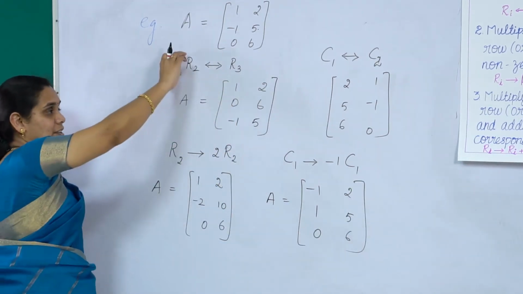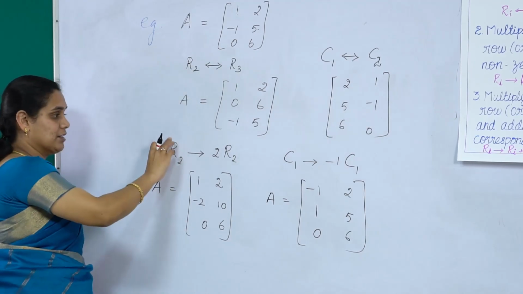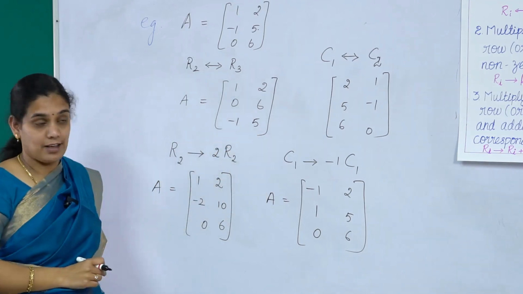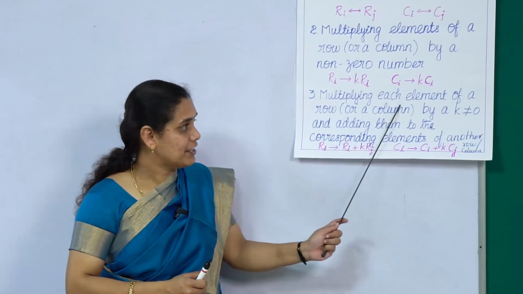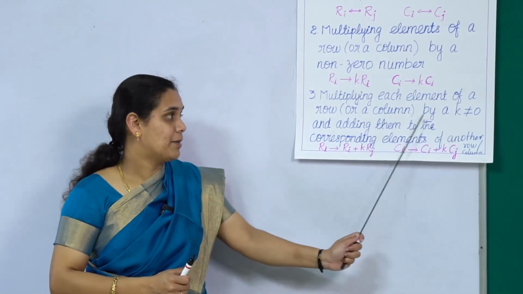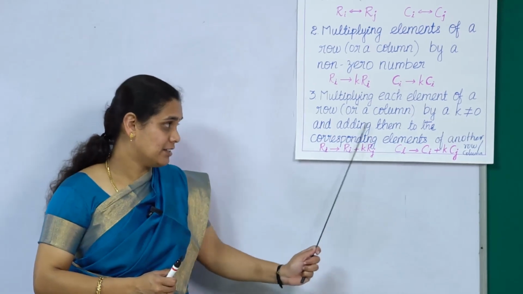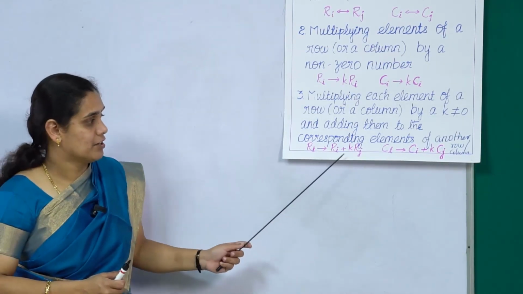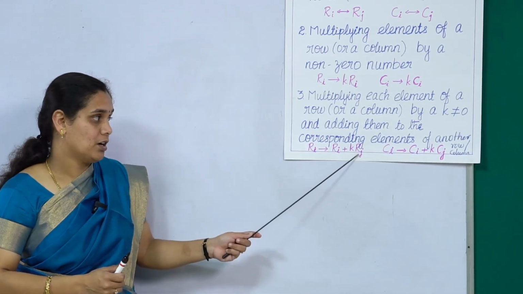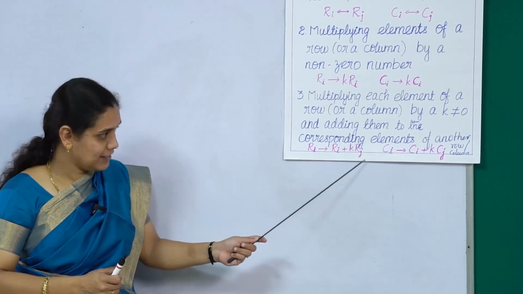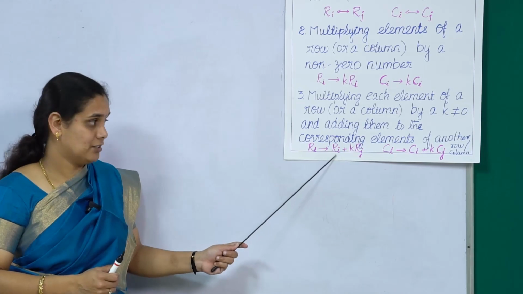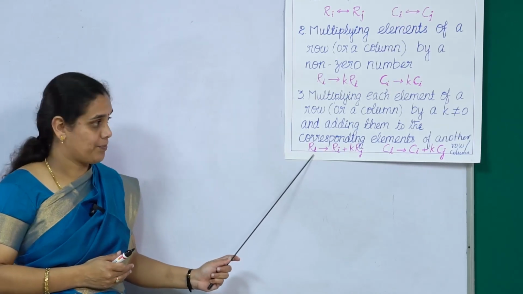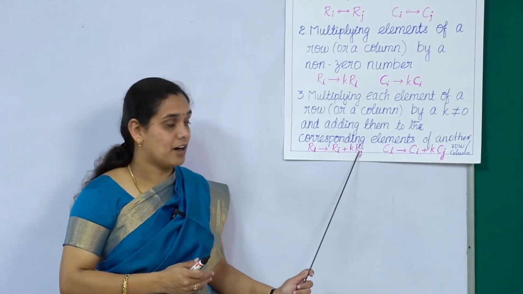Okay. The first one is interchanging any 2 rows or columns. The second one is multiplying all the elements of a row or column with a non-zero scalar. The third one is multiplying each element of a row or a column by a non-zero scalar k and adding them to the corresponding elements of another row or column. If we wish to multiply a particular row by k and add these values to the corresponding elements of another row, then the result goes to this row. Ri takes Ri plus k Rj.